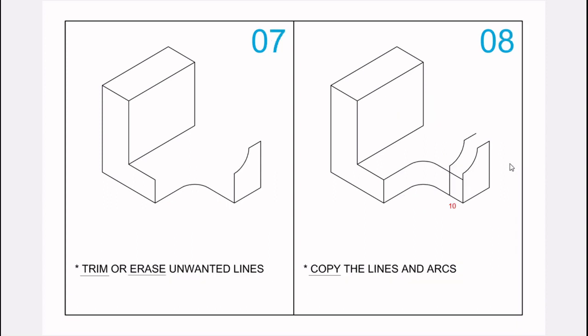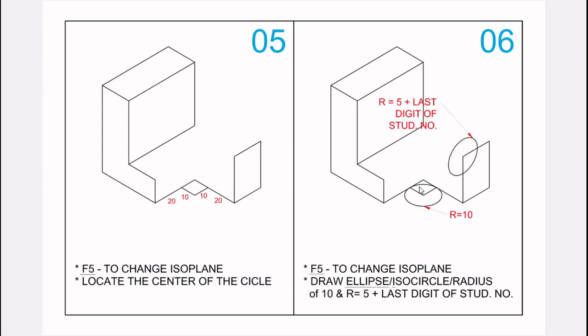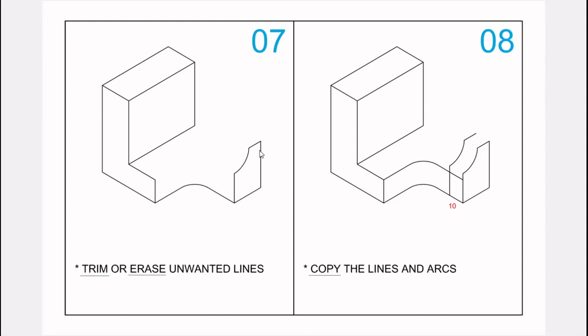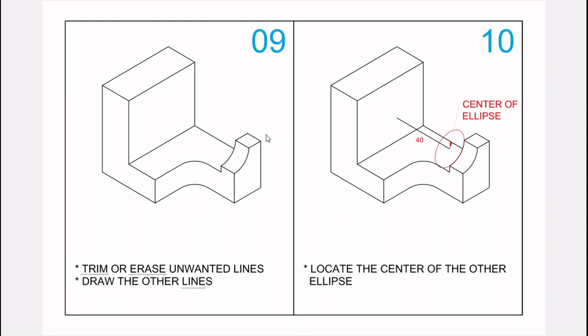Now, trim. We trim unwanted lines. We erase this. We trim, erase that. We trim that, and trim this. So we get this. Now, after trimming, we just need to copy. We copy this plane to this side by how much? By 10. Then we add lines. This line, and trim also there.